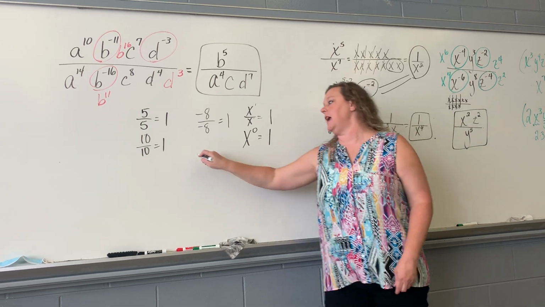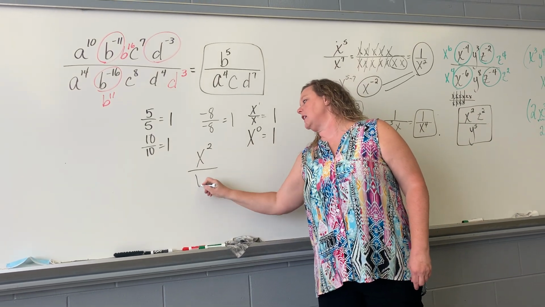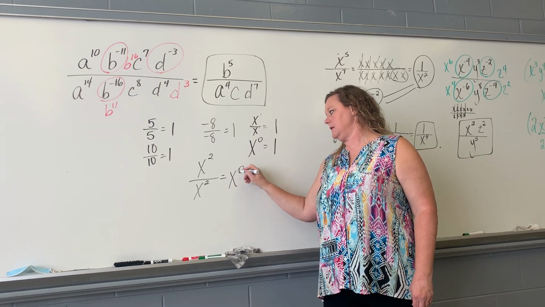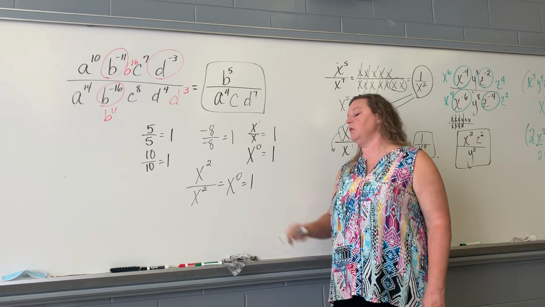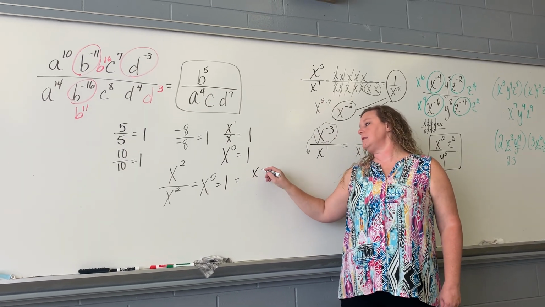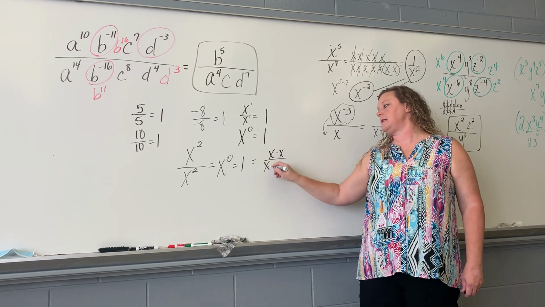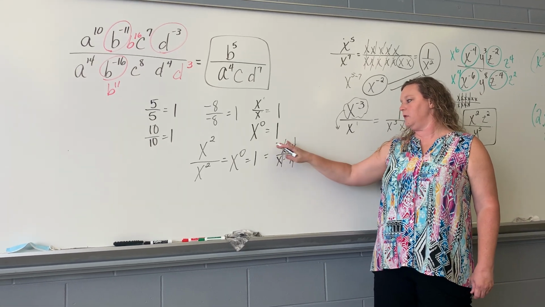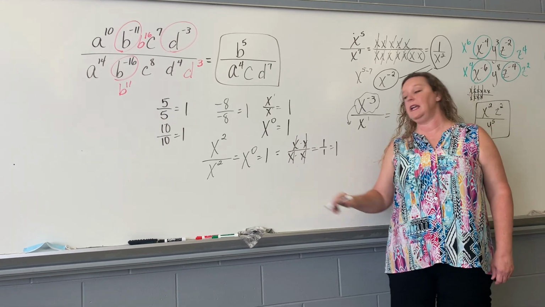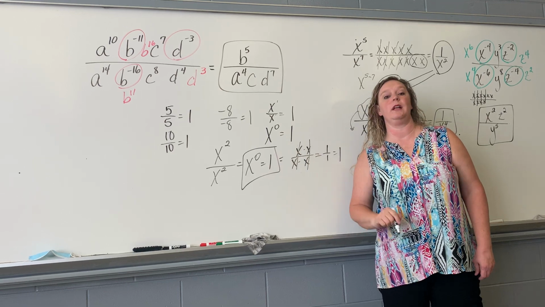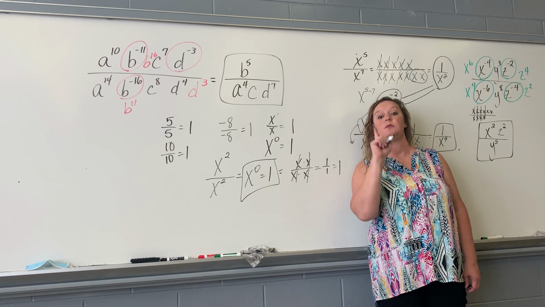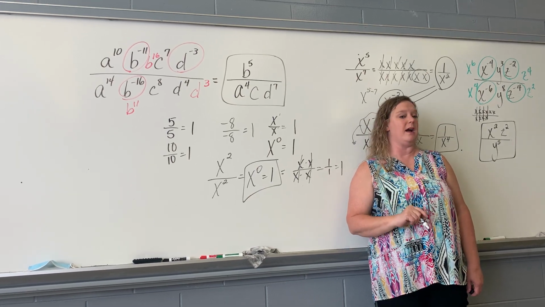So even if I have x squared over x squared, what is 2 minus 2? 0, which means it cancels to a 1. That would be x times x over x times x. Well, they would cancel, and it would be 1 over 1, which is just 1. Anything to the 0 power is 1. Everybody will always write 0 there, but don't. It's not 0, it's 1. Anything to the 0 power is 1.